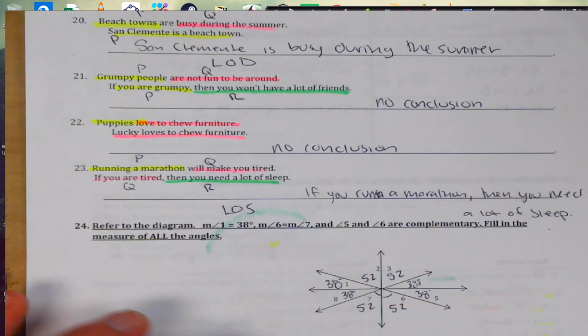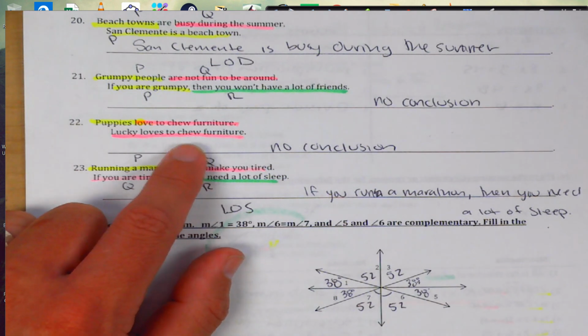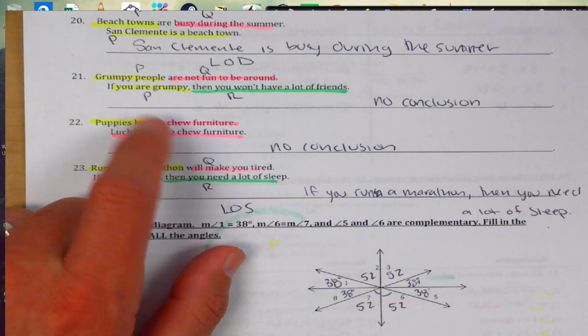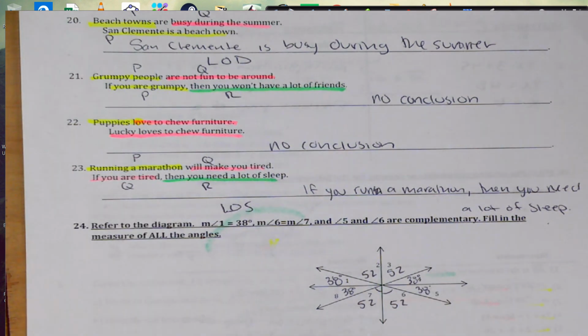If you're a puppy, you love to chew furniture. Lucky loves to chew furniture. Okay, well, the pink here, this matches the conclusion, not the hypothesis. So I can't assume Lucky's a puppy. Lucky could be a baby, or it could be, I don't know, something that chews on. It could be a pig. We don't know. No conclusion.